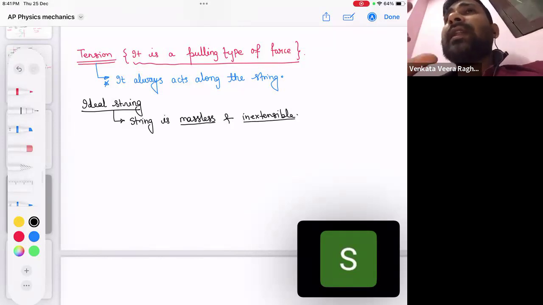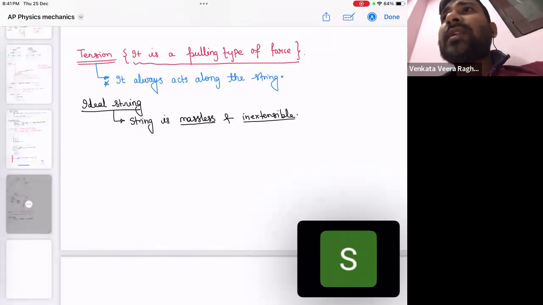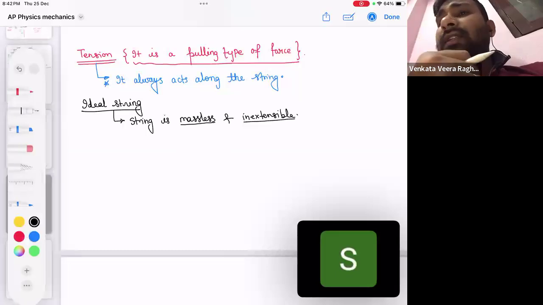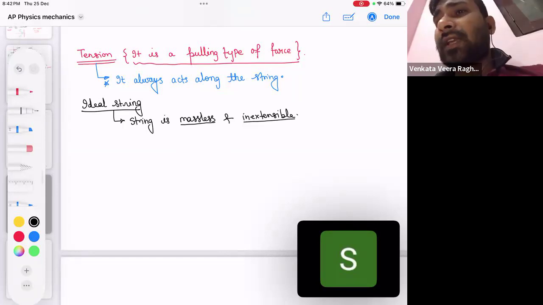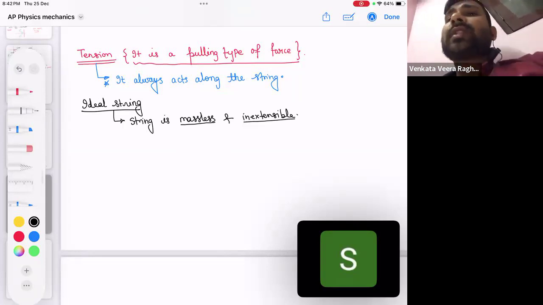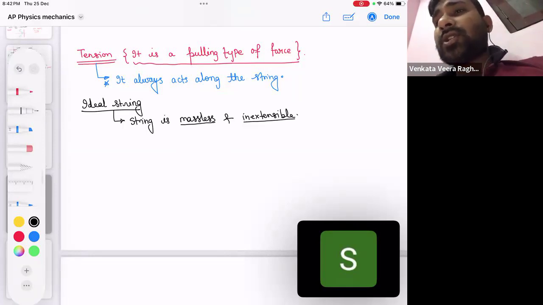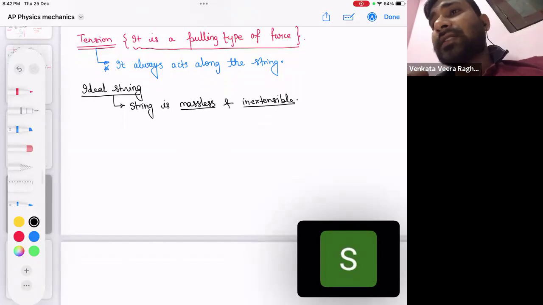But if the length of a string was 20 meter, and with the application of force the length got stretched by 1 millimeter, please tell me, compared to the original length of 20 meter, does the 1 millimeter have any significance? No, isn't it? So for practical purposes, we can consider a string to be massless and inextensible.